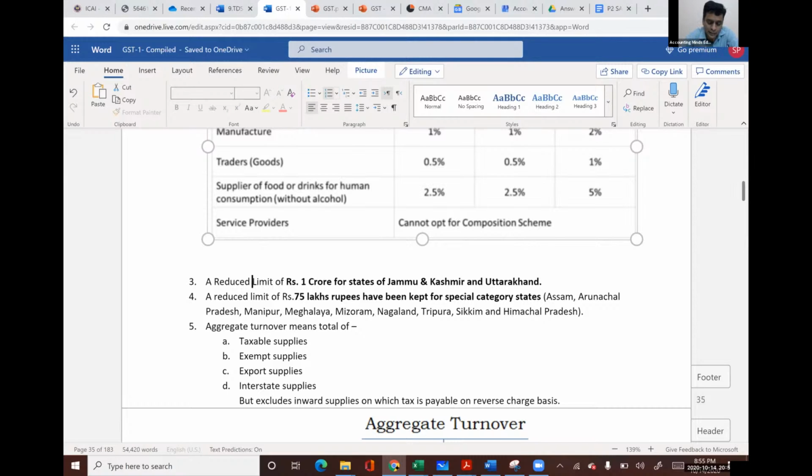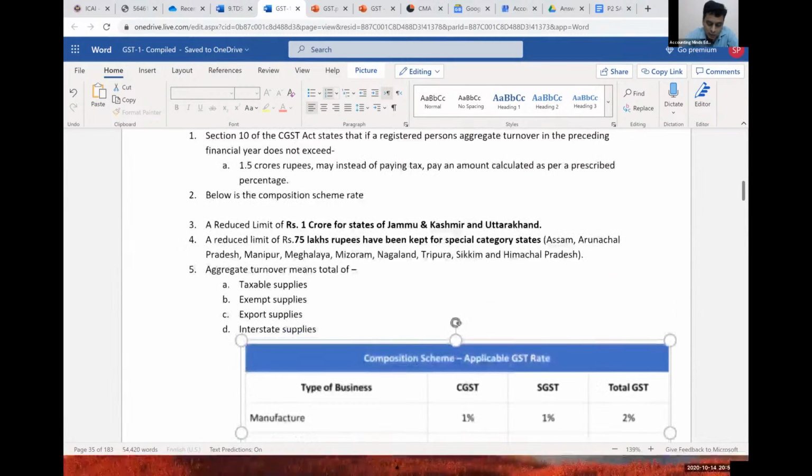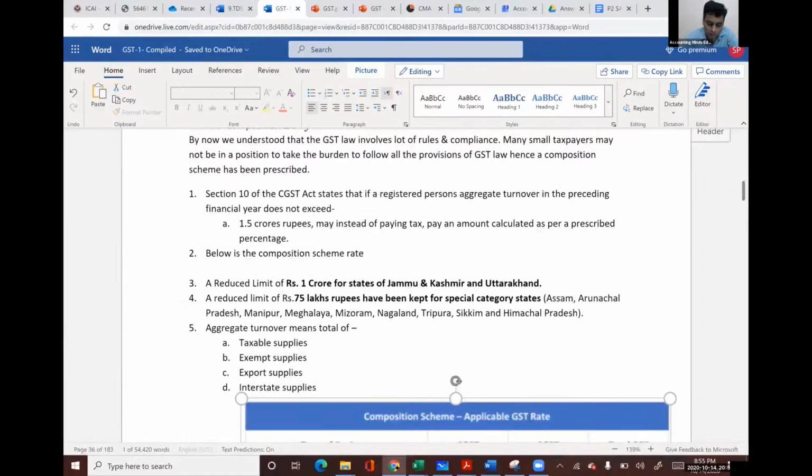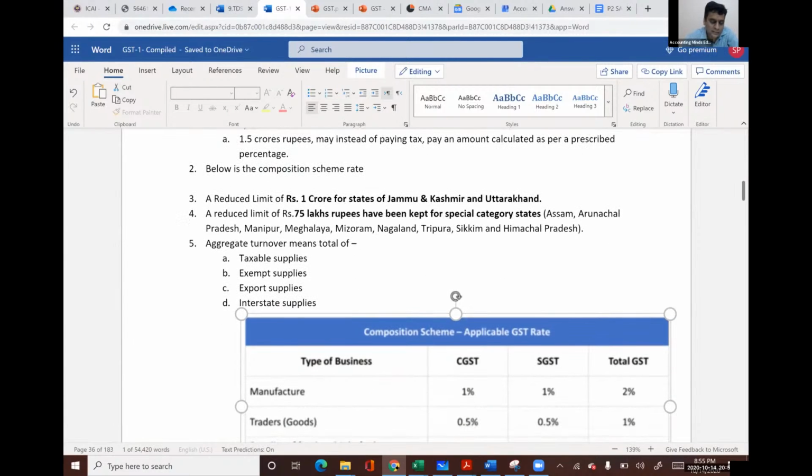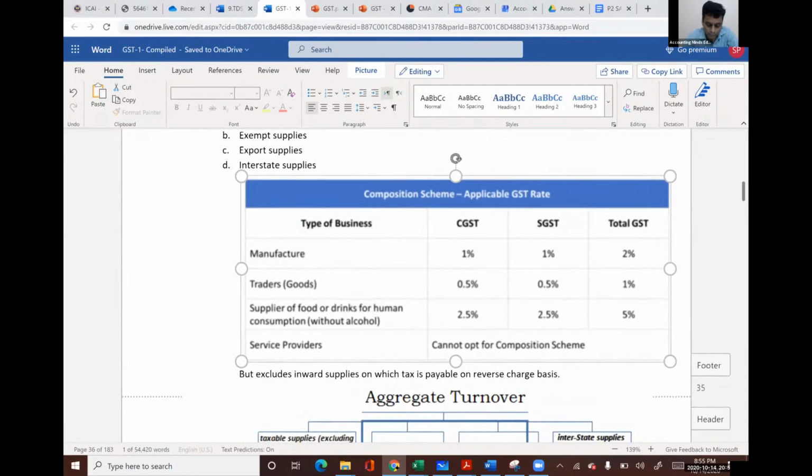So here we said they can opt for the composition scheme up to 1.5 crores, but that is being changed to 1 crore and 75 lakhs as the case may be. Does it make sense, guys? Yes, sir. Now go ahead.